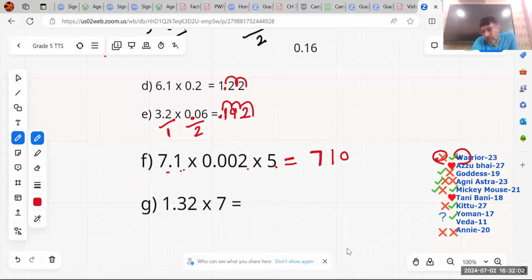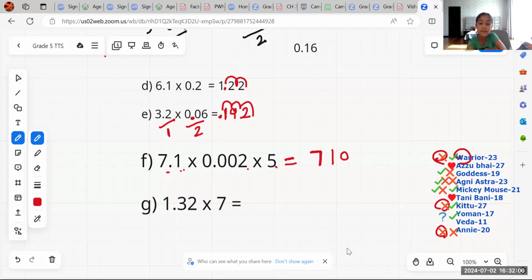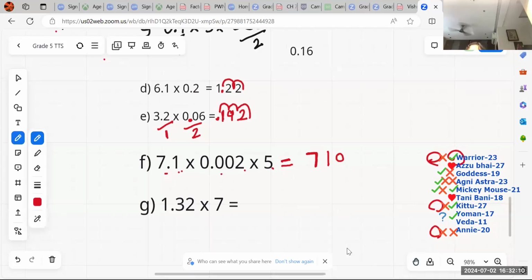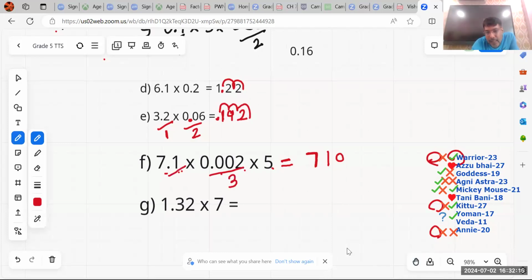So Warrior, Kittu, any doubts in this? Sir, I got... No, sir. 710. Now the next one was a typing mistake. There are 3 digits after the decimal, 1 digit after the decimal. So total how many shiftings will I do? Four. So one shift, two shift, three shift, and fourth shift. So my answer will be, here there will be a blank space, I will put zero. My answer will be 0.071.